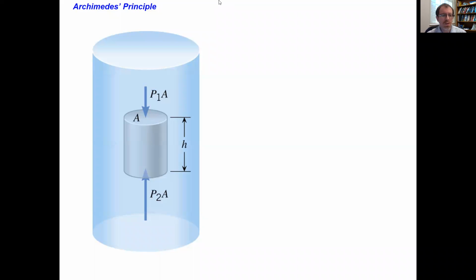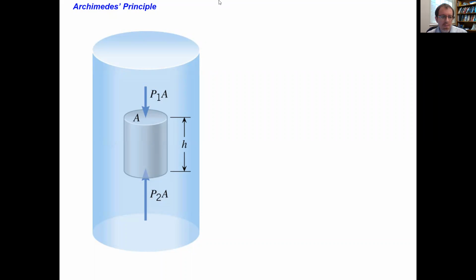All right, so this one is about buoyancy and Archimedes' principle. The first thing we're going to do is go through a little derivation of where buoyancy comes from, and then we're going to do an example problem with this.